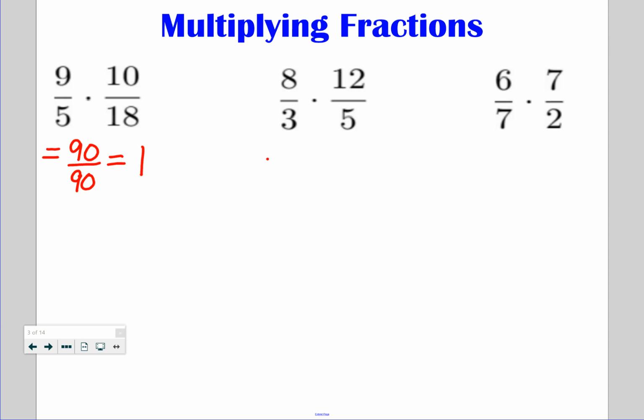Let's look at the next one. If I multiply my numerators together, 8 times 12, I have 96. If I multiply my denominators together, I have 15. This is an example of a fraction that reduces.